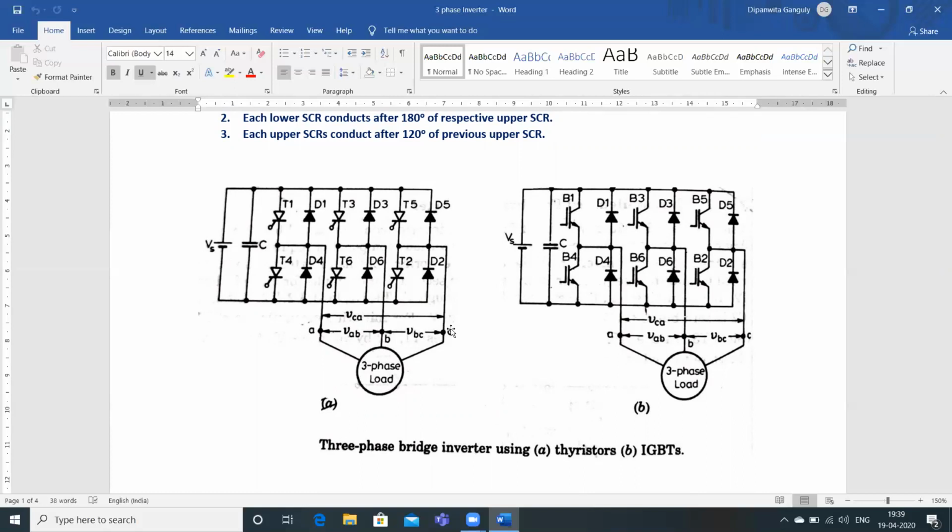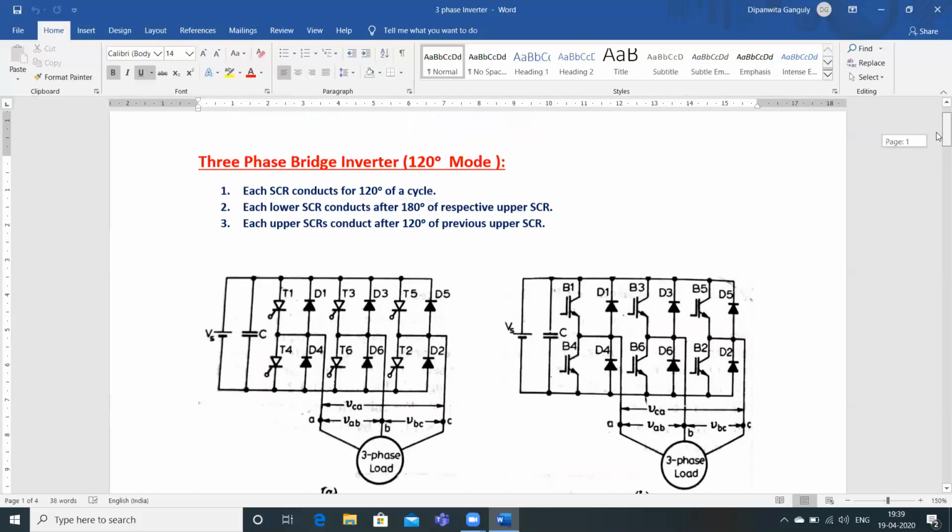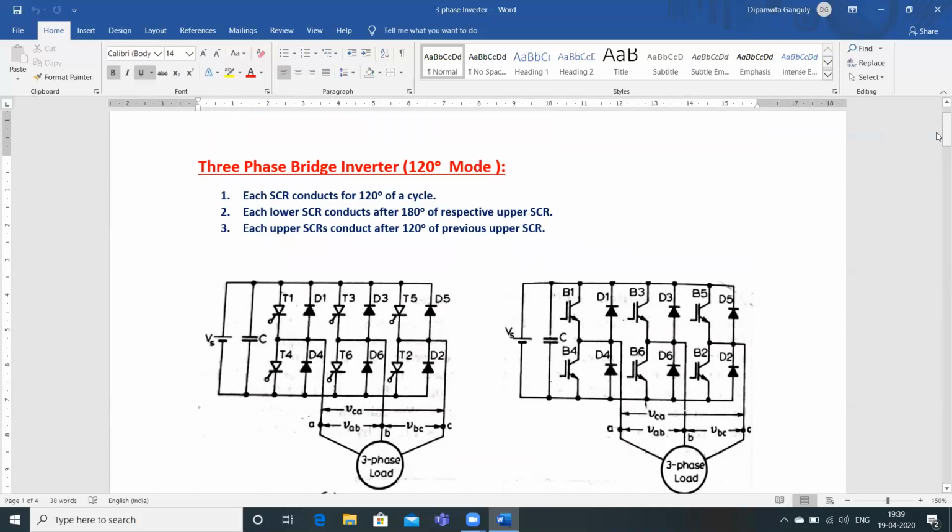You may be asked to find how we get the three-phase AC output waveform from the three-phase inverter circuit. You may get any one from these two modes. You may need to explain either the 120 degree or 180 degree mode of operation. These two are very, very important in induction motor inverter circuits. Okay, thank you.